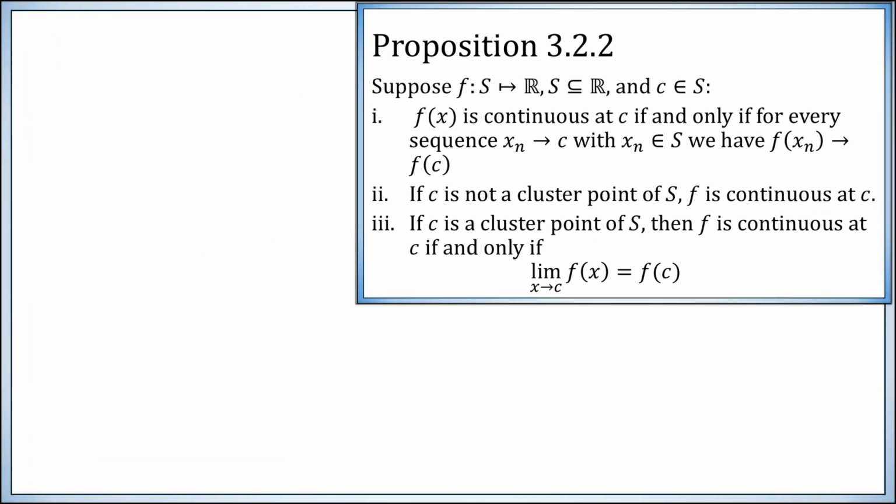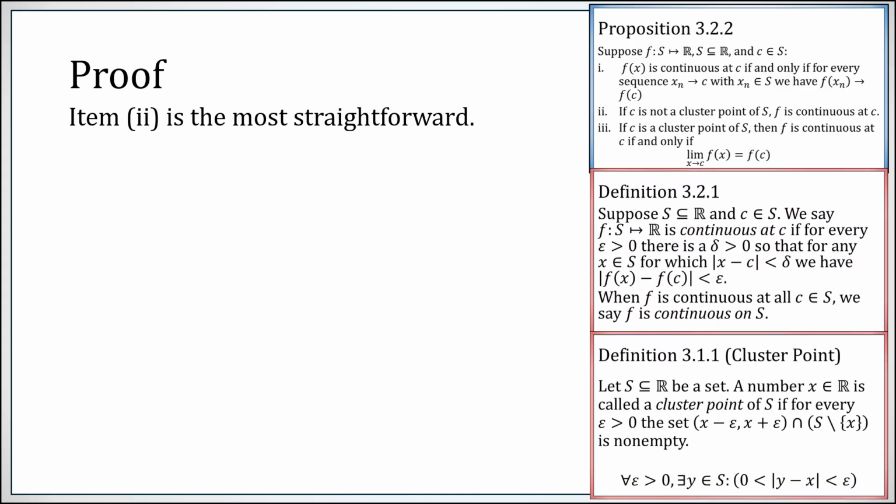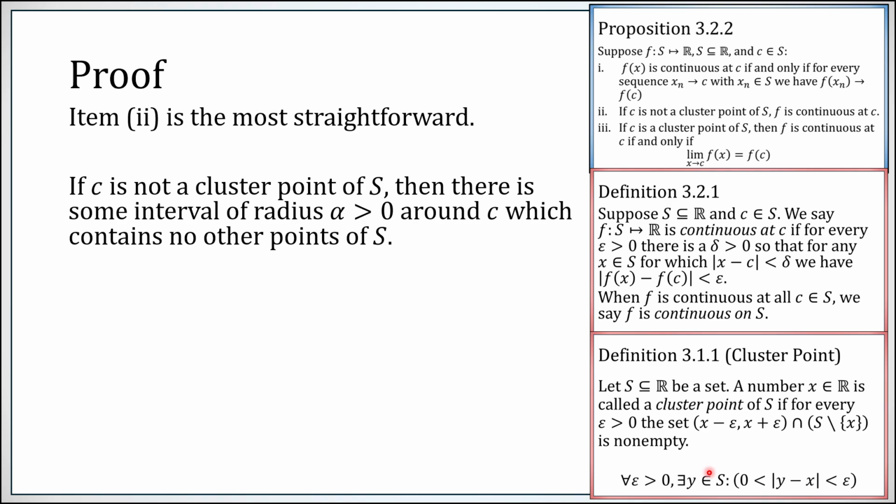So let's prove these three items. Now, item 2 is actually the most straightforward. If C is not a cluster point, so we need to remind ourselves what cluster points are, and then what does continuity mean. So if C is not a cluster point of S, then there is an epsilon, which is positive, so that given any y in the set, this fails. In other words, the distance from y to C must be bigger than or equal to epsilon. So there is some interval of radius, and here we've called it alpha, around C, so that there are no points in S in that interval.